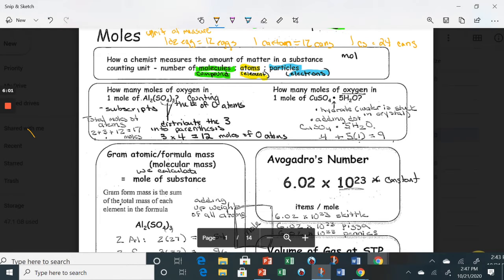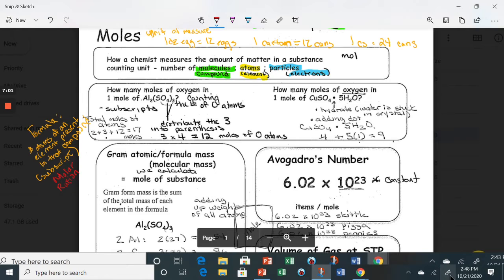So when we have a chemical formula, that tells us the number of atoms of an element present in that compound. Now, here's the thing. We call that the subscript. And that subscript is what we call a molar ratio. If I look at this formula of aluminum sulfate, in aluminum sulfate, I have 2 moles of aluminum to every 3 moles of sulfur and 12 moles of oxygen.